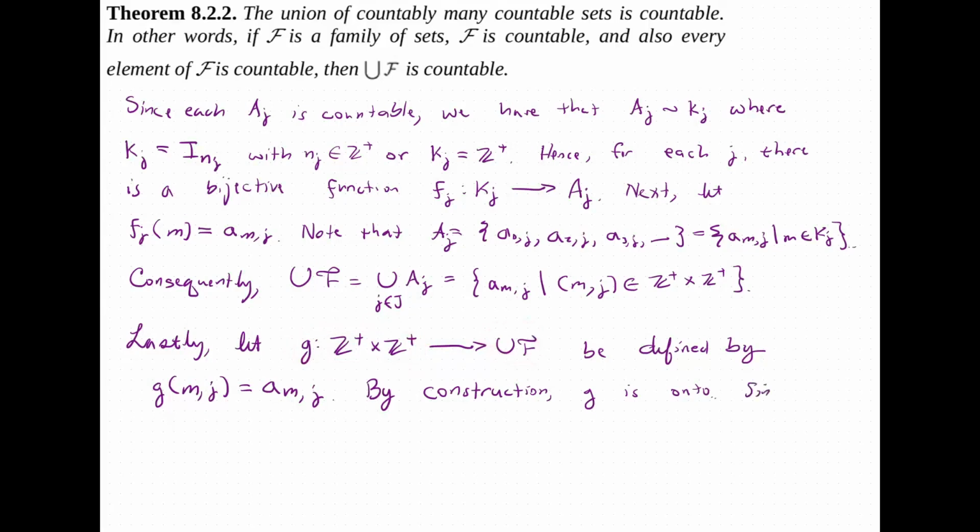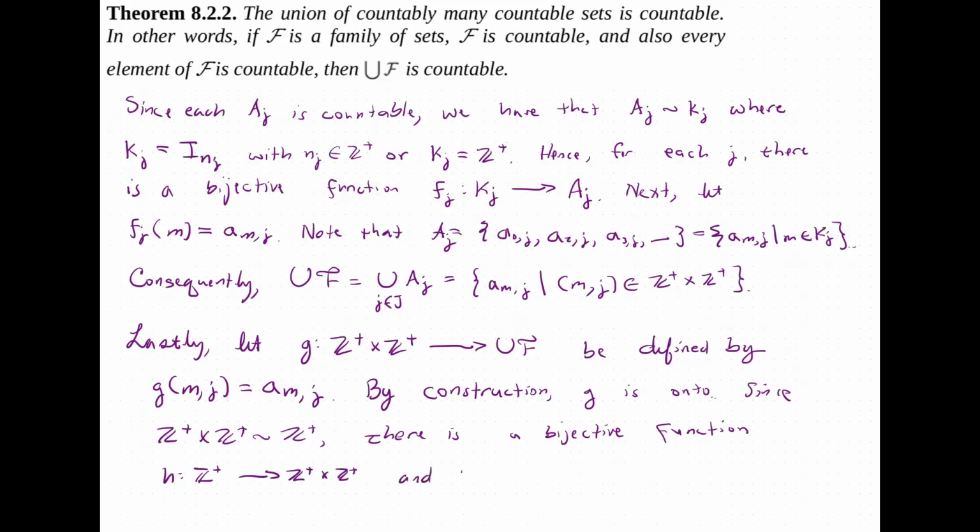And so, since the Cartesian product of the integers with themselves is equinumerous to the positive integers, there is a bijective function h going from the positive integers to the Cartesian product of the positive integers with themselves, and thus the composition, where now we take G compose h, and this will go from the positive integers to the union of f, is onto.